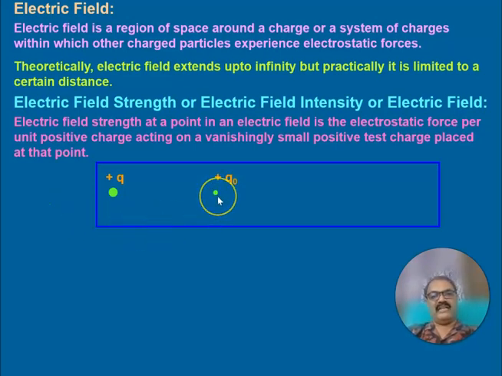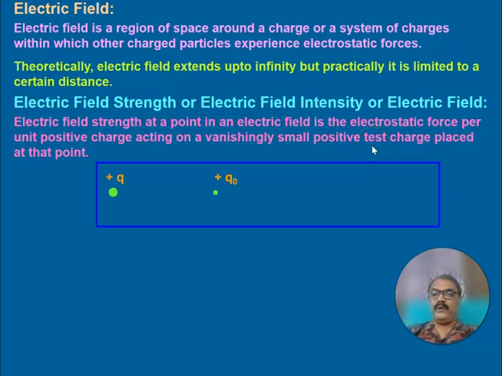So I brought a very small charge, which we call a test charge, and kept it close by. So here there are two charges. One is a positive charge, the other one is a negative charge. The positive charge is called the source charge. The other, Q0, is a vanishingly small positive charge.